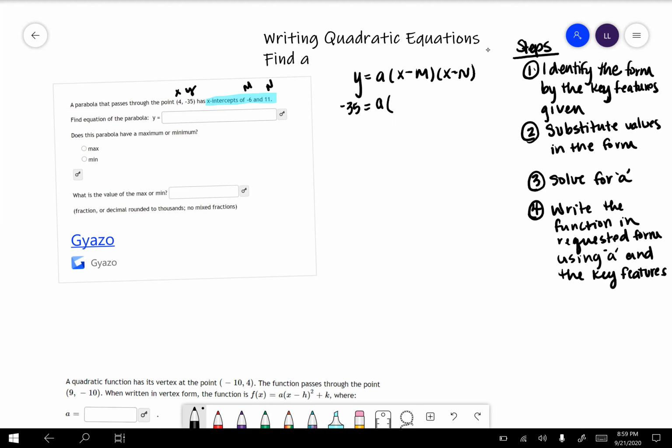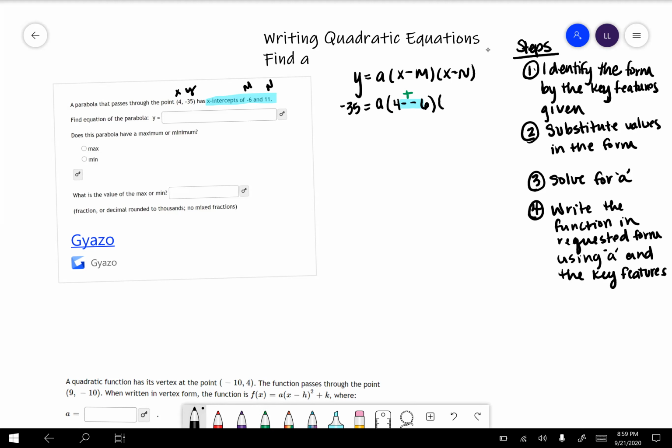So a, x is 4 minus my zero, which is negative 6, so that's going to mean a negative 6 here, which creates a situation where it's going to become a plus. We talked about that before. This situation right here is actually going to become a plus sign. All right, let's keep going.